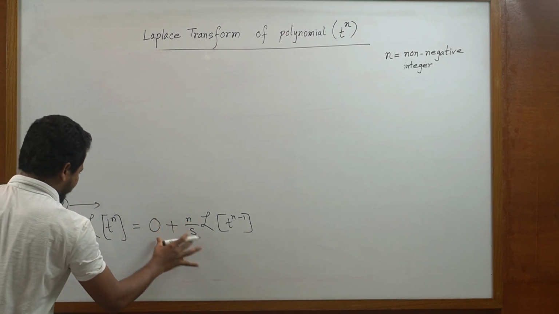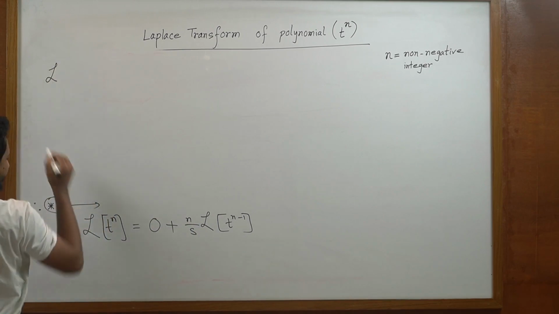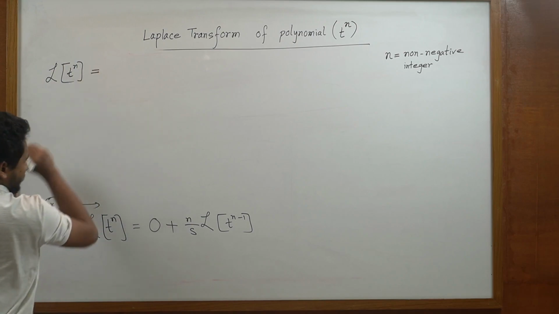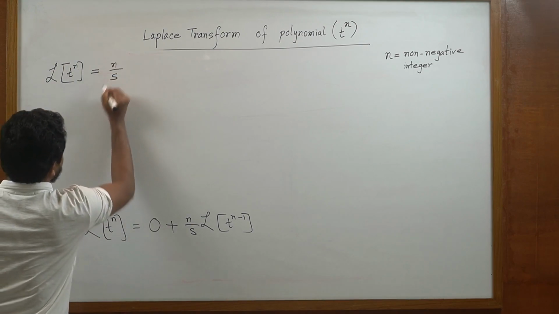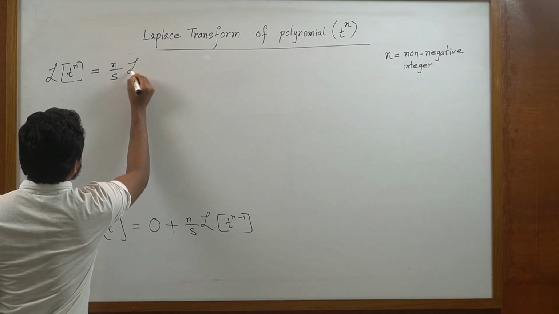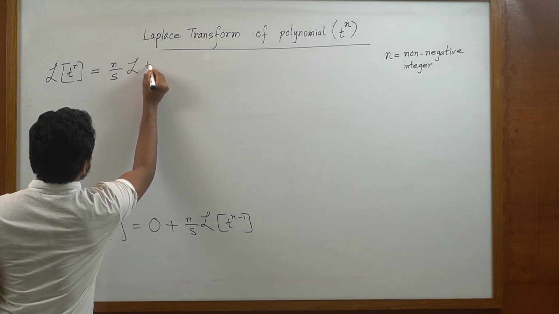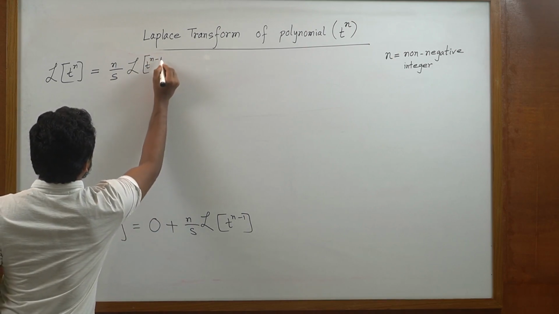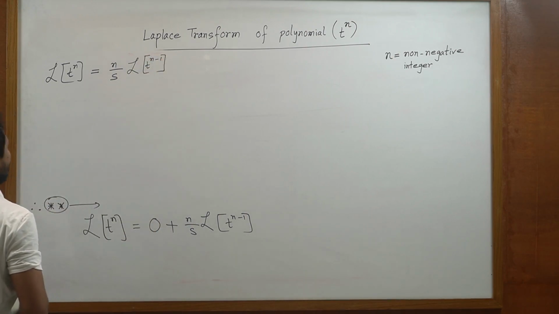Now we will remove the upper portion and now we will write or we will highlight this equation. Laplace transform of t to the power n equals n by s Laplace transform of t to the power n minus 1. Okay.